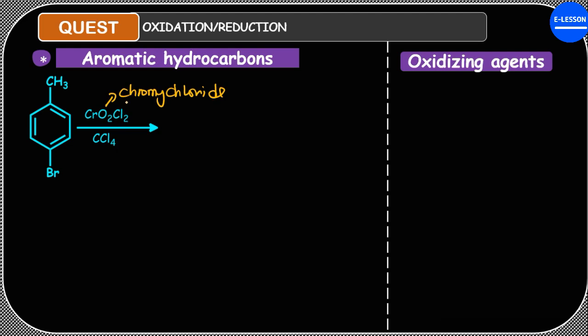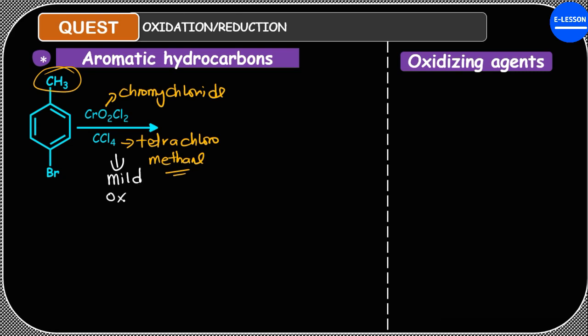Now, when chromium chloride is in tetrachloromethane, the product is, it will oxidize this to give us an aldehyde. The reason is because chromium chloride in tetrachloromethane is a mild oxidizing agent. So you can take it, this is a mild oxidizing agent.